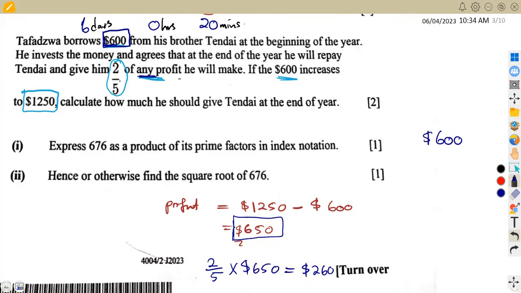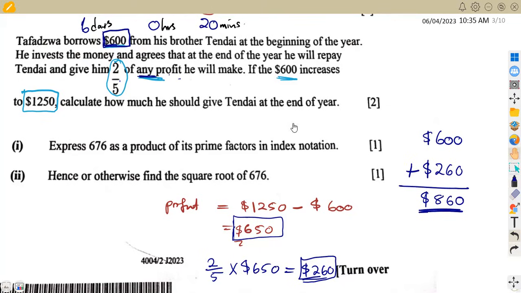which is going to give us $260. So when he is returning the money, he is returning 600. In addition, he also gives $260 as the 2/5 of the profit made. So that is the amount that he was going to return, which is $860. So at the end, he was going to pay back $860 at the end of the year. All right, so that was our question.